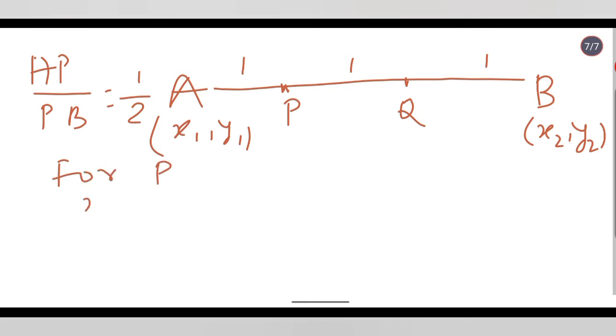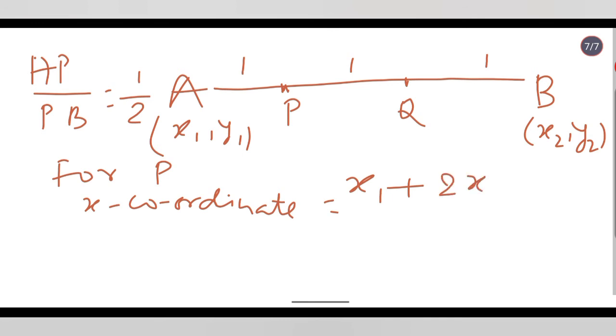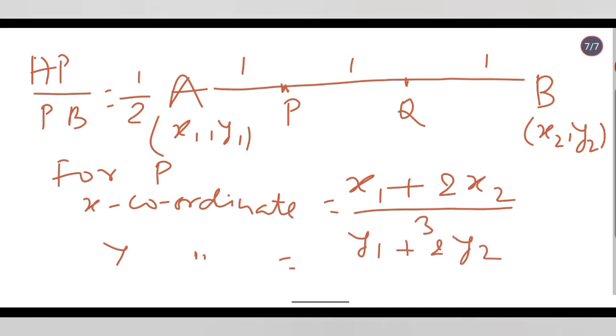For P, the x coordinate, we have seen mx2 plus nx1, so here the value of m is 1, that is simply 1 into x1 plus 2 into x2 by 1 plus 2, that is 3. Y coordinate is 1 into y1 plus 2 into y2 by 1 plus 2, that is 3.